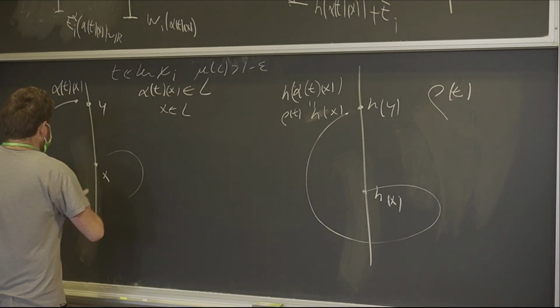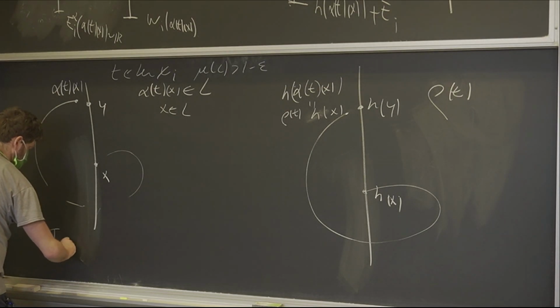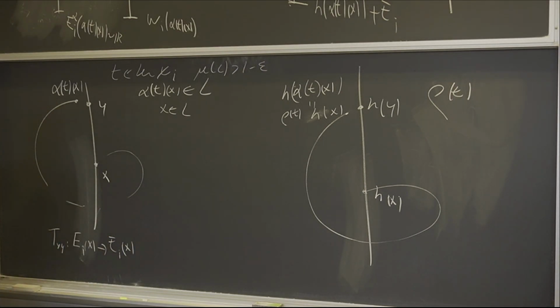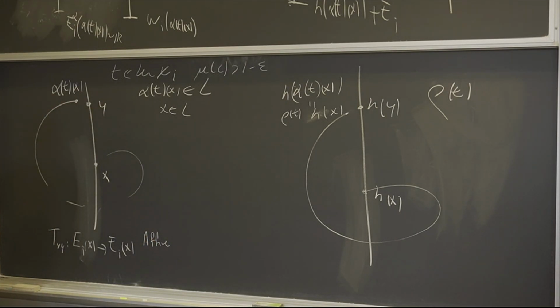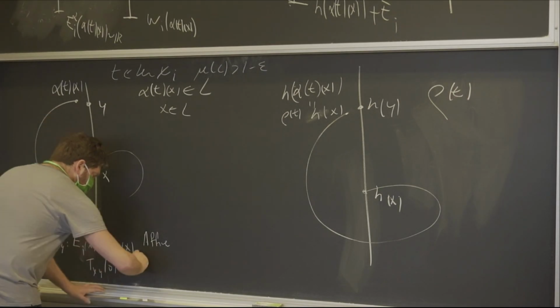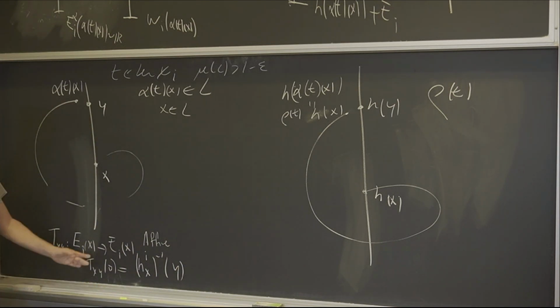But then, by doing this argument, I found T_xy, which mapped E^i_x to E^i_x, affine, that mapped T_xy of 0 into h_xi inverse of y. So it did this translation. It sent the measure to the measure. Now really, sending the measure to the measure is not so relevant. So it is secondary.